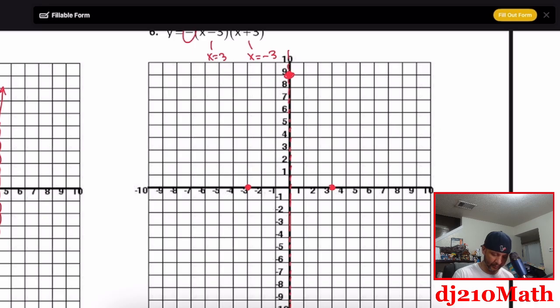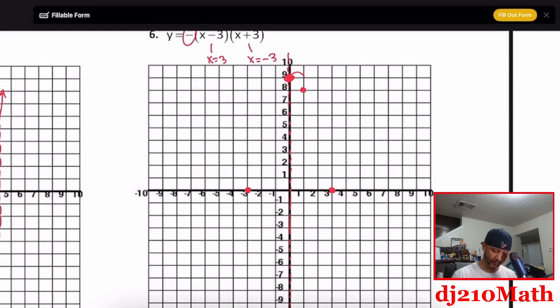0, 9. All right, there it is, towards the top. Okay, we have a couple lines that we can go over. So if I go over 1, 1 squared is 1, times a. A right now is negative 1.